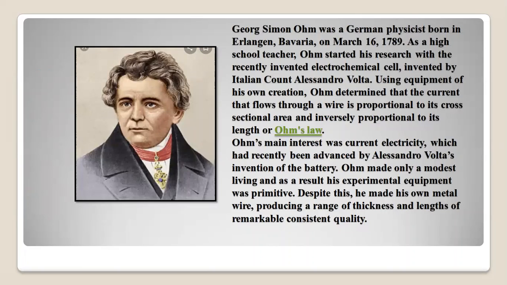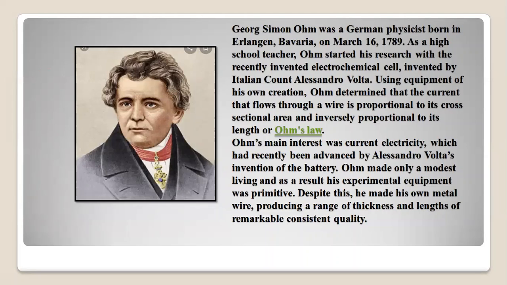So, the founder of this law, Georg Simon Ohm, was a German physicist born in Erlangen, Bavaria on 16th of March 1789. As a high school teacher, Ohm started his research with the recently invented electrochemical cell, invented by Italian Count Alessandro Volta. Using equipment of his own creation, Ohm determined that the current that flows through a wire is proportional to its cross-sectional area and inversely proportional to its length, or Ohm's law.